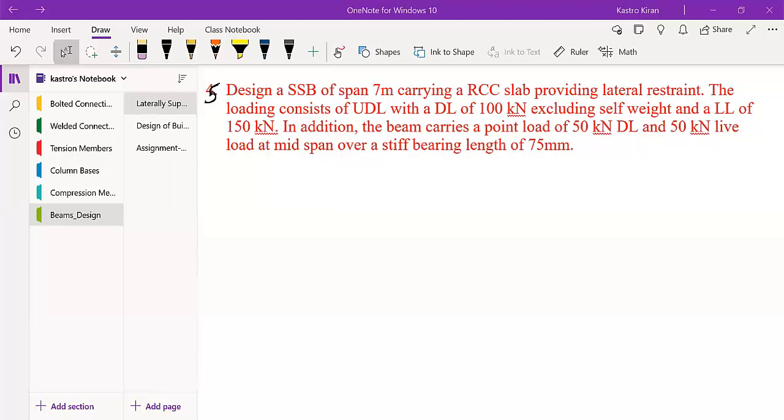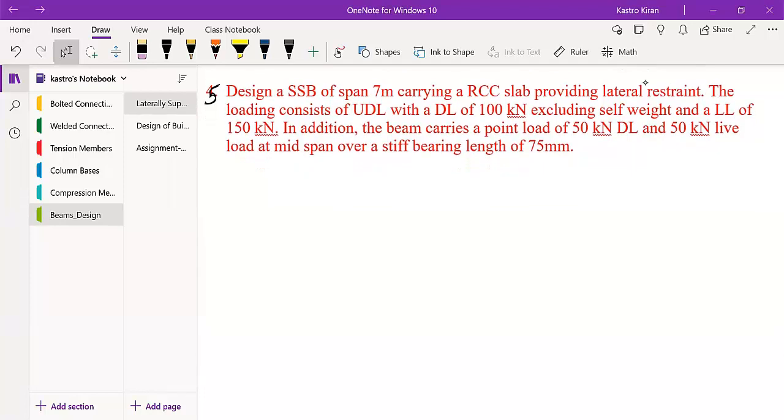So the problem given is: design a simply supported beam of span 7 meters carrying an RCC slab providing lateral restraint. The loading consists of a UDL with a dead load of 100 kilonewtons, excluding the self weight, and a live load of 150 kilonewtons. In addition, the beam is carrying a point load of 50 kilonewtons dead load and 50 kilonewtons live load at mid-span over a stiff bearing length of 75 mm.